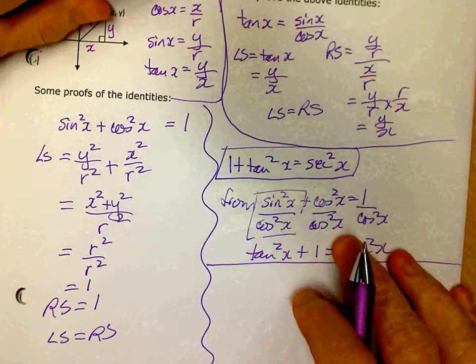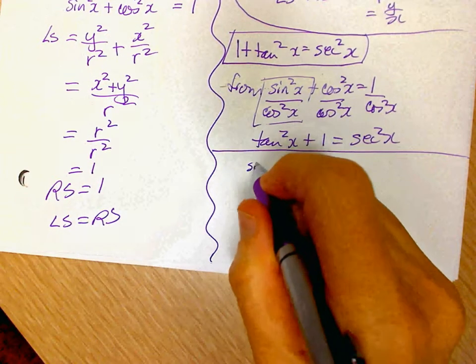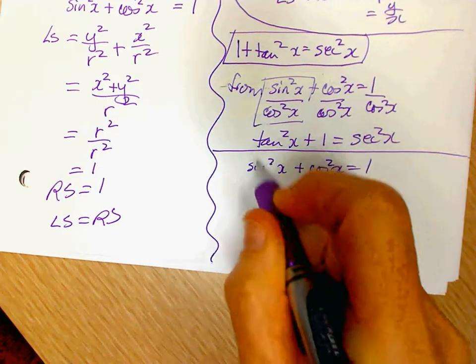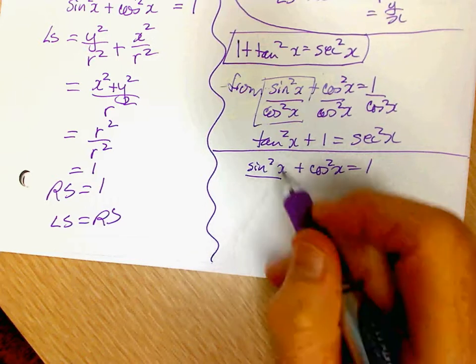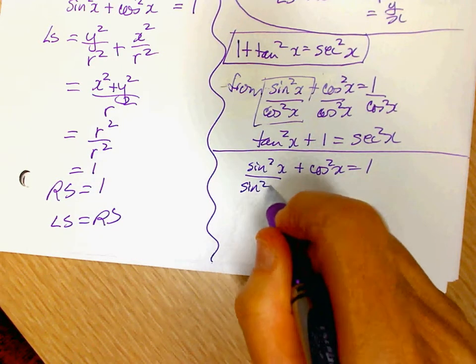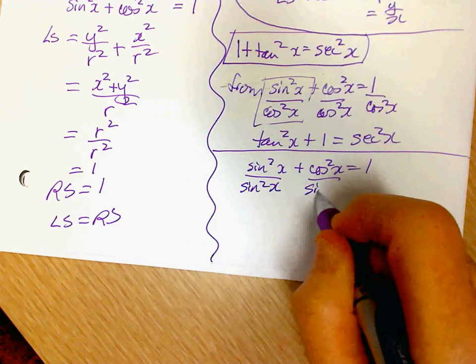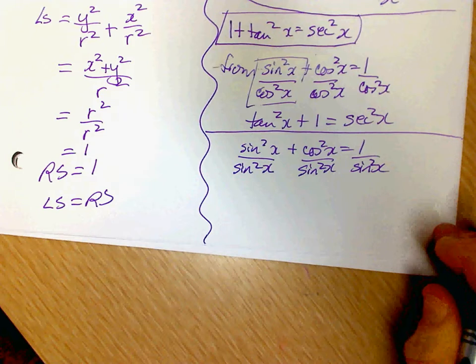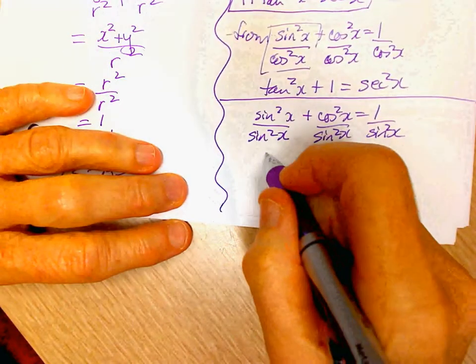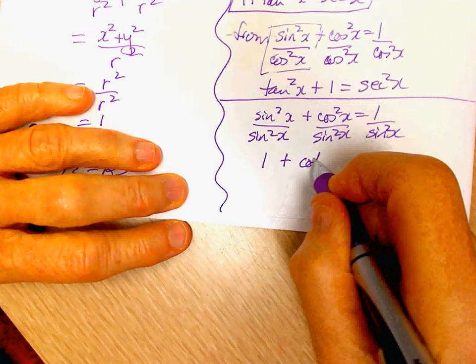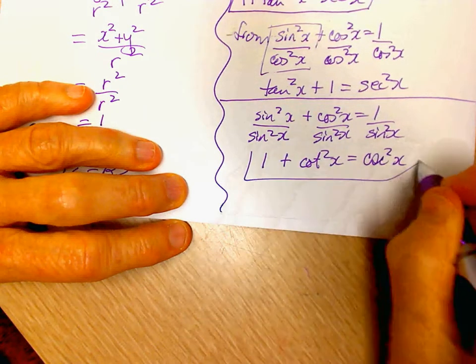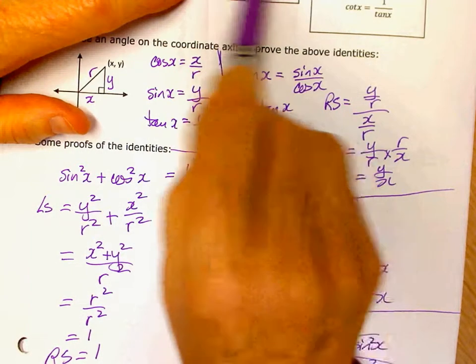Similarly for this guy, sine squared x plus cos squared x equals 1. If I divide everything by sine squared x, that's the same as 1 plus cotan squared x equals cosecant squared x. And so you can derive these two identities from the first one. That's all I did.